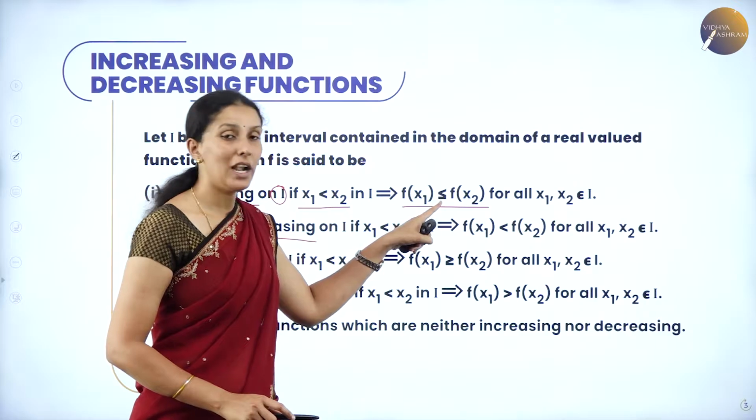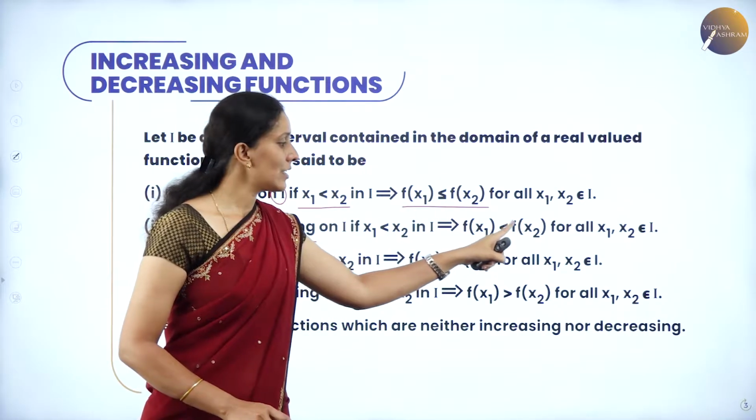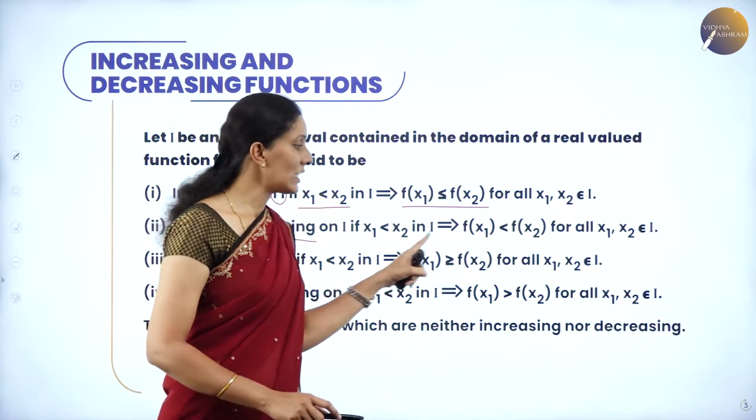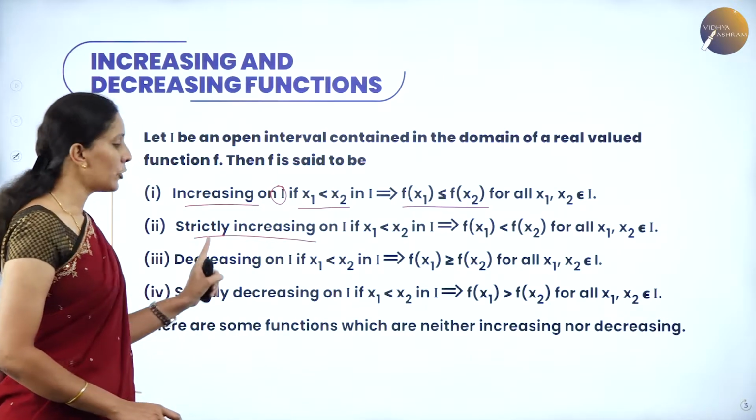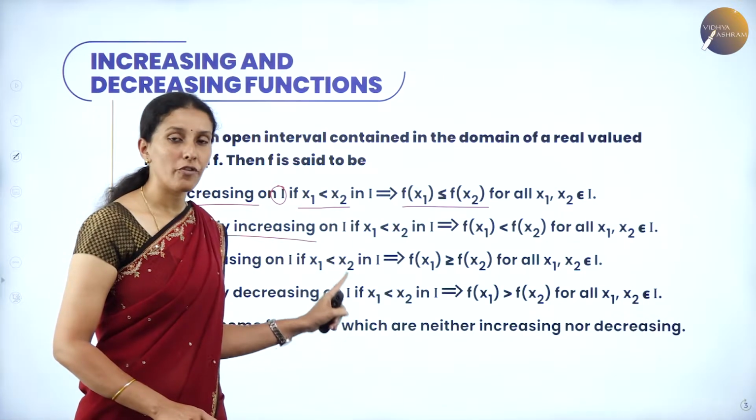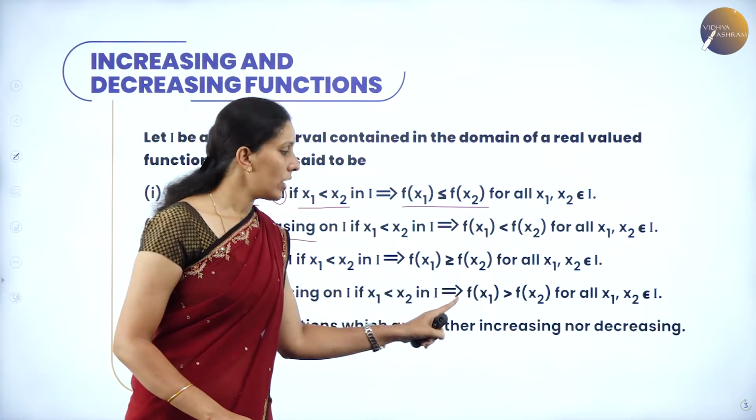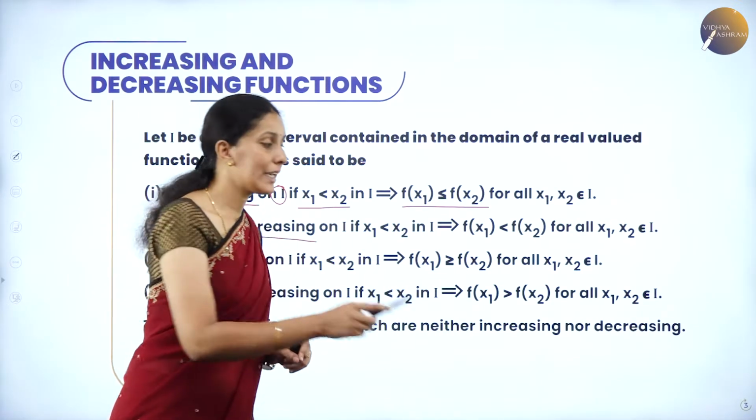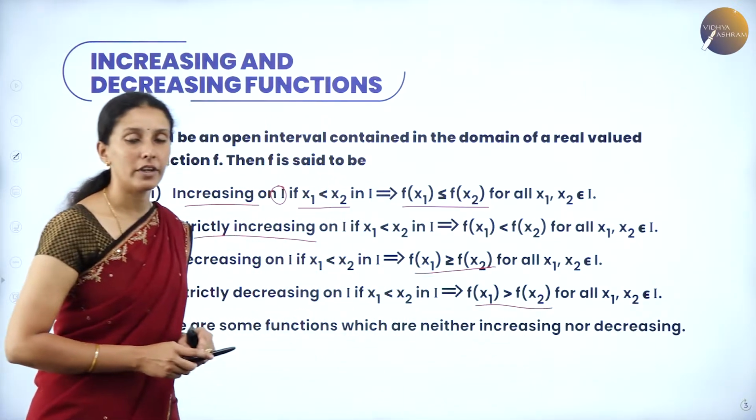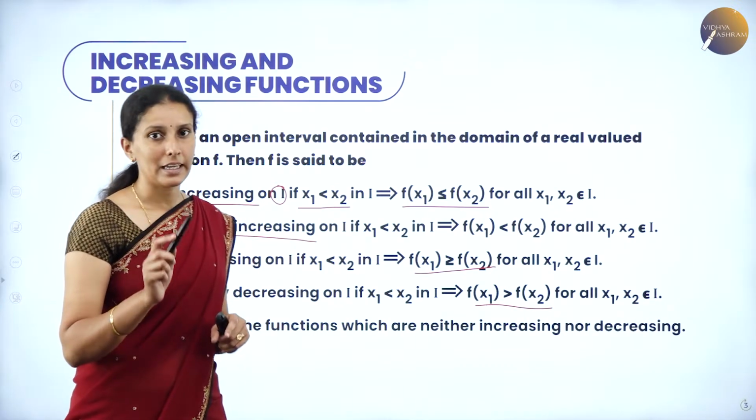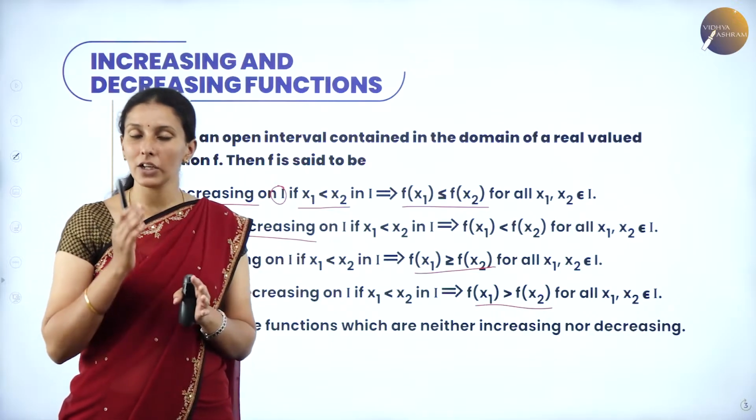Remember, here we have less than or equal to. So here it is a slack inequality and here it is a strict inequality. So then we call it strictly increasing. And for the same condition, it is said to be decreasing if for all the values of x1 less than x2, f of x1 is greater than or equal to f of x2. Similarly, if f of x1 is strictly greater than f of x2, we call it a strictly decreasing function. And there exist certain functions which are neither increasing nor decreasing.